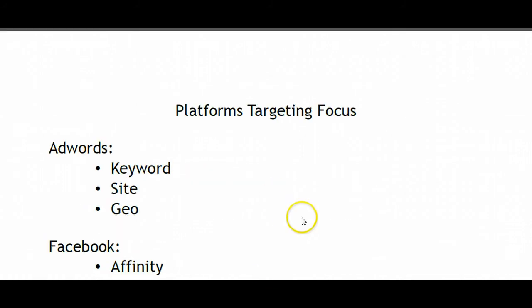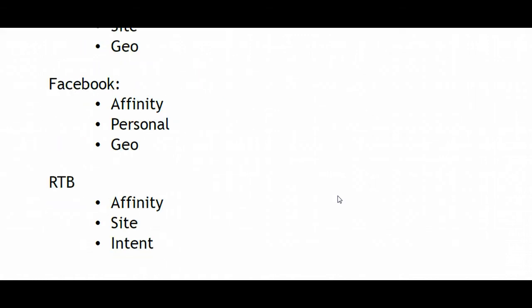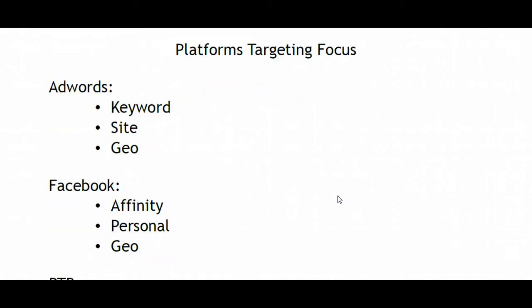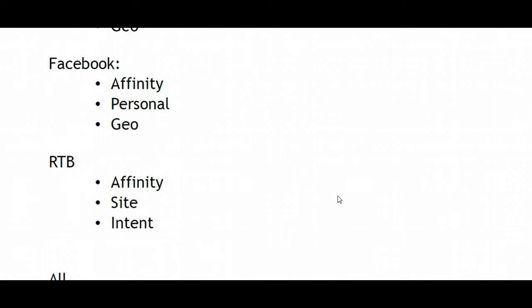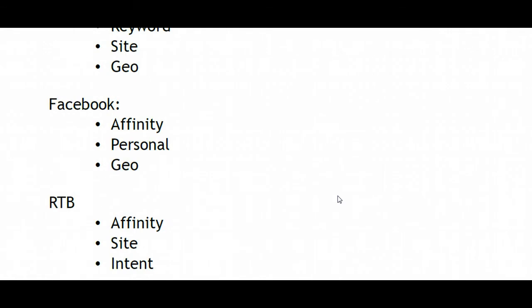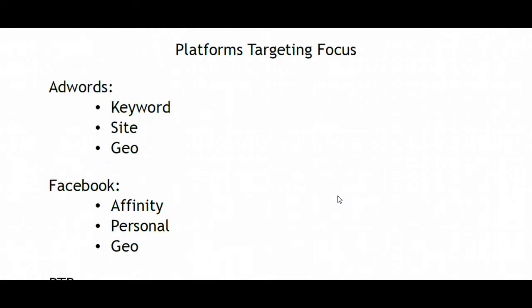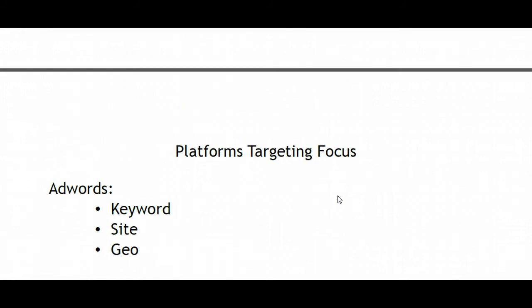I'm going to do a quick summary here of the major platforms for web advertising. We're not going to get really into this. Obviously, there are a lot more platforms than just AdWords, Facebook, and RTB. And RTB is kind of a generic. It's not exactly a platform. There's lots of platforms using RTB. But AdWords does more than just keyword, site targeting, and geo-targeting. But that's mostly what people use AdWords for.